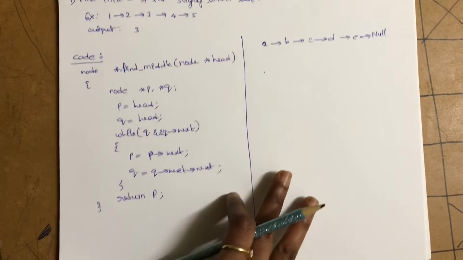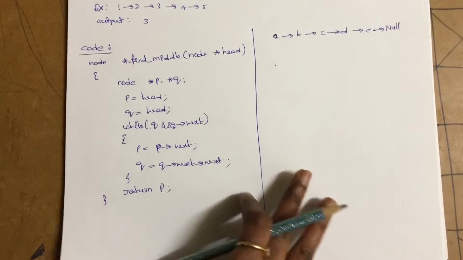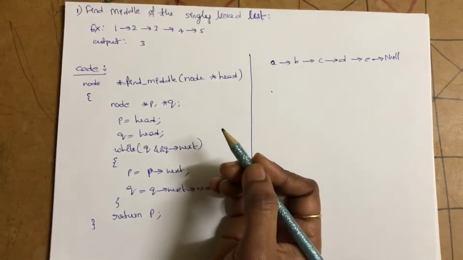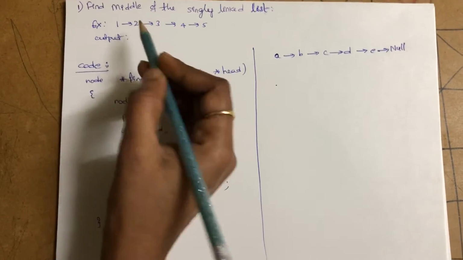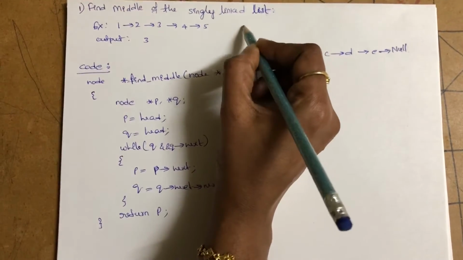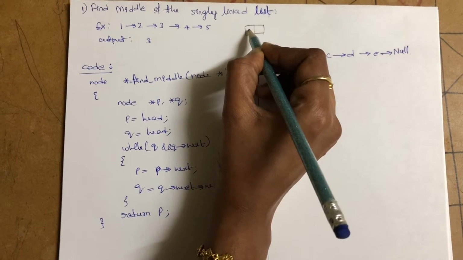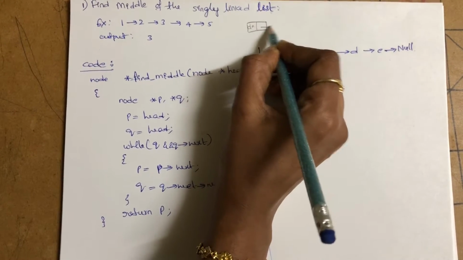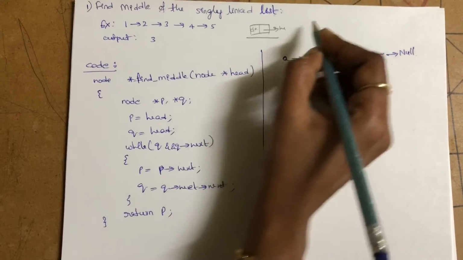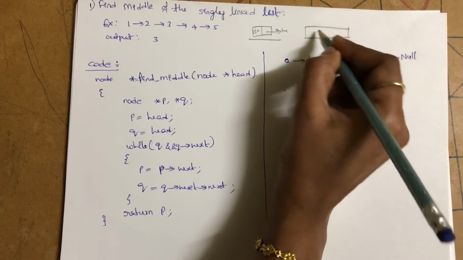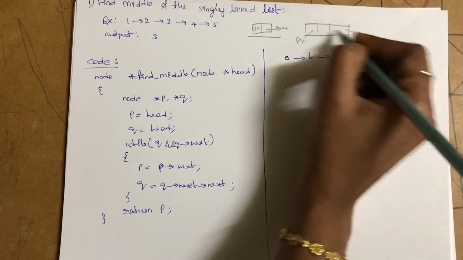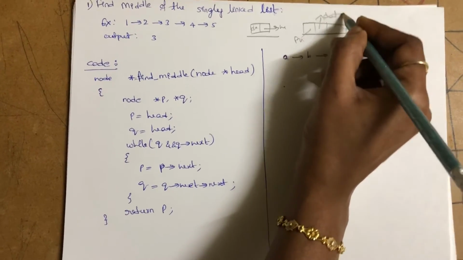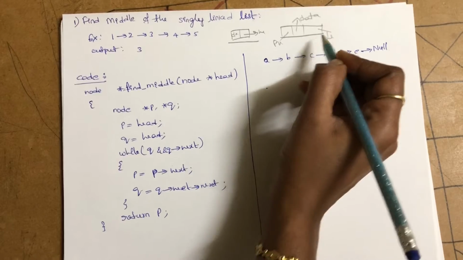Here, let's see what is meant by finding the middle of the single linked list. A single linked list means the node has only data and one pointer, next. A double linked list means it has two pointers, previous and next, along with the data.